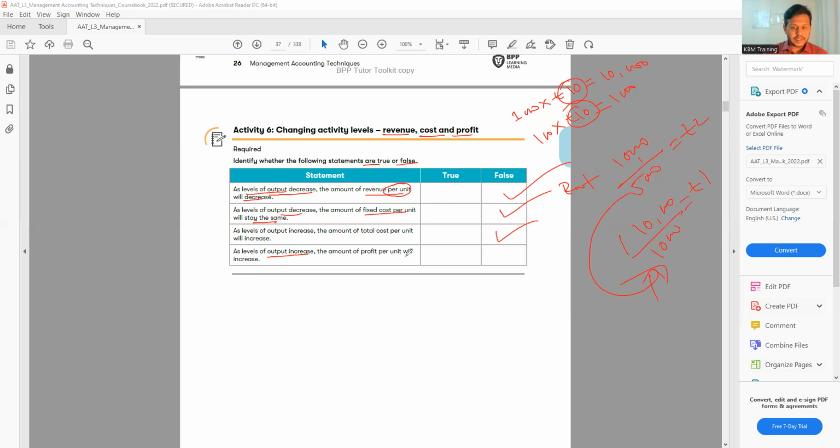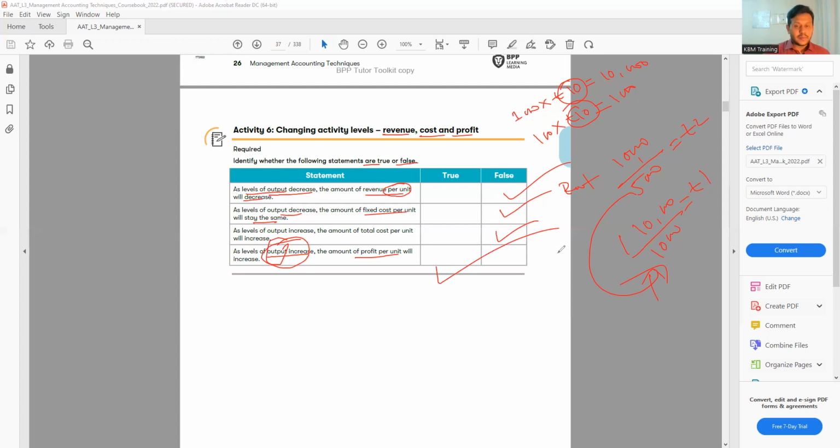The next one says, as the level of output increases, the amount of profit per unit will increase. So if I make more units, the profit per unit will increase. True or false? That's true, isn't it? Obviously, if I can make more units, my fixed cost per unit will be reduced, and if the fixed cost is reduced, my profit will be more. In the cost, I have two types of cost: variable cost and fixed cost. So if I make more units, fixed cost per unit will go down, and if one of the costs goes down, my profit will go up. So it will be true.